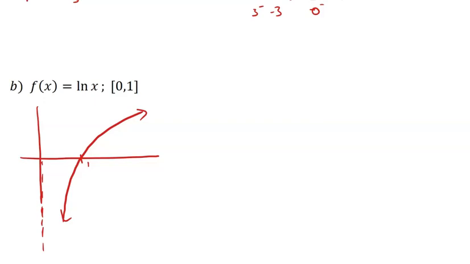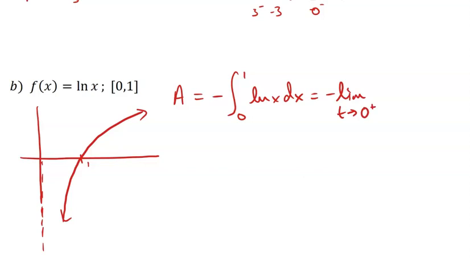You can put it in front of your integral, or you can put it in front of the limit, it does not matter. But to find the area, we're going to have to do the opposite of the integral from 0 to 1 of natural log of x dx. Let me write it without the limit first. If I write it like this, though, I have a problem because of the 0. That's where I need the limit. So I'm going to do negative, and then the limit as t approaches 0 from the right, because I'm coming from this side, of the integral from t to 1 of natural log x dx.